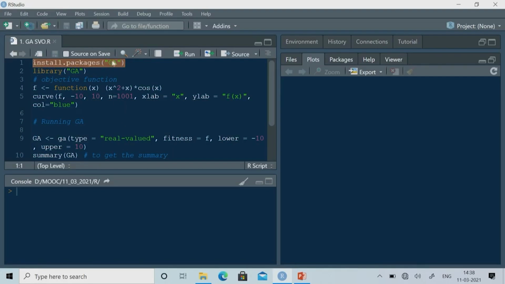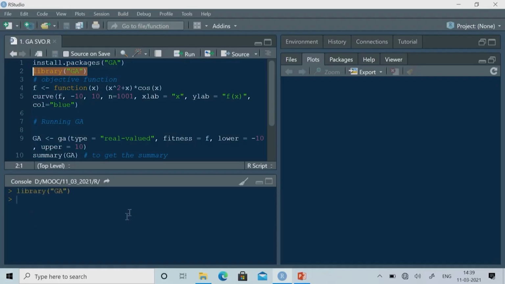As you know, you can install this package by writing install.packages and then GA. I have already installed it on my computer, so I will not install it again, but if you have not installed it, you can execute this particular code and install GA on your computer. Next, I have to include this library. To include the library, you write library(GA). I will execute it by clicking the run button. I have selected this particular line and I am running it.